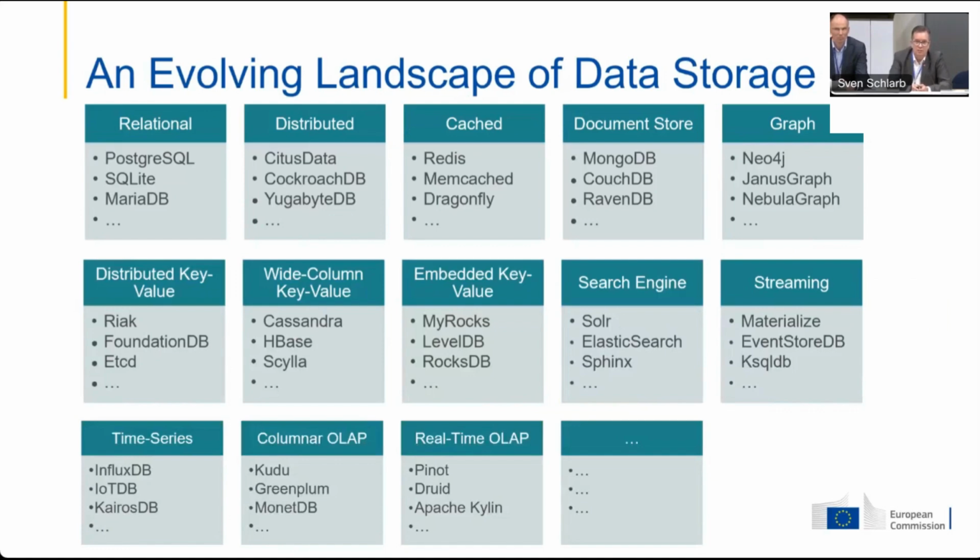And if we look at the evolving landscape of data storage, we see on the top left the relational databases with some examples. The databases mentioned are not representative. It's just to have some examples. And you see the dots that show that there is much more to follow. Apart from the relational databases, there are distributed, cached, document store, graph, distributed key value, wide column key value, embedded key value, search engine, streaming, time series, columnar, real-time OLAP, etc.